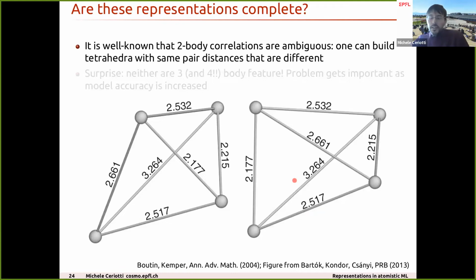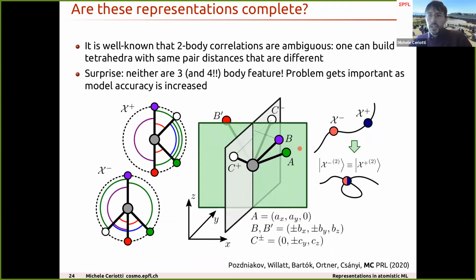So on a more fundamental level, I think it's very interesting to ask ourselves whether these representations are complete. Can we fully describe a molecular structure or point cloud using, for instance, just distances? It's very well known that if you use the unordered set of distances between the two sets of points, you have an incomplete description. You can build two tetrahedra where the set of distances is the same, but the tetrahedra are different.